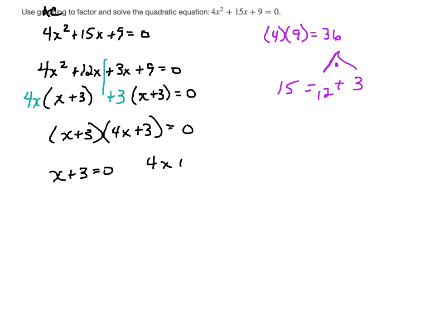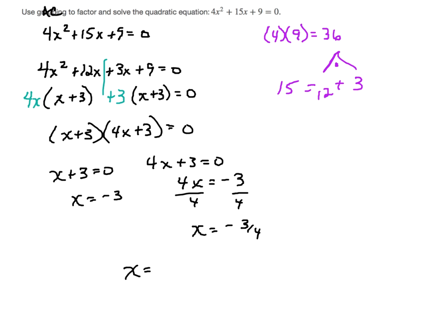So either x plus 3 equals 0 or 4x plus 3 equals 0. Subtract 3 from both sides, x is negative 3. Subtract 3 from both sides, 4x is negative 3, divide by 4, and x is negative 3/4. So yes, you can have solutions that are not integers. Negative 3 and negative 3/4 are my two solutions here. And that is also where that graph crosses the x-axis.